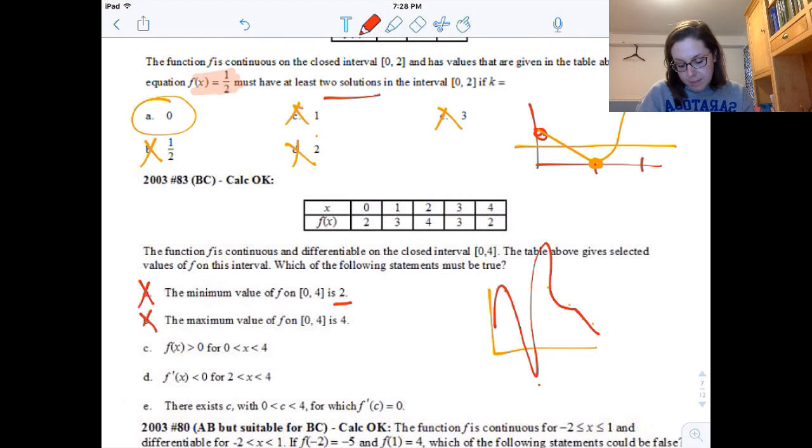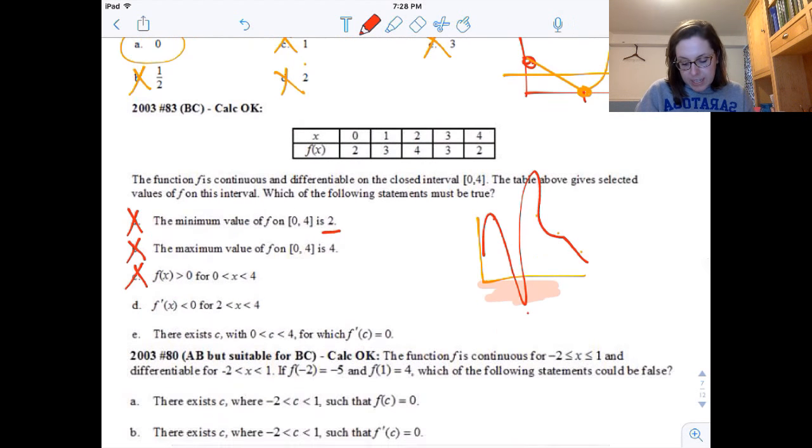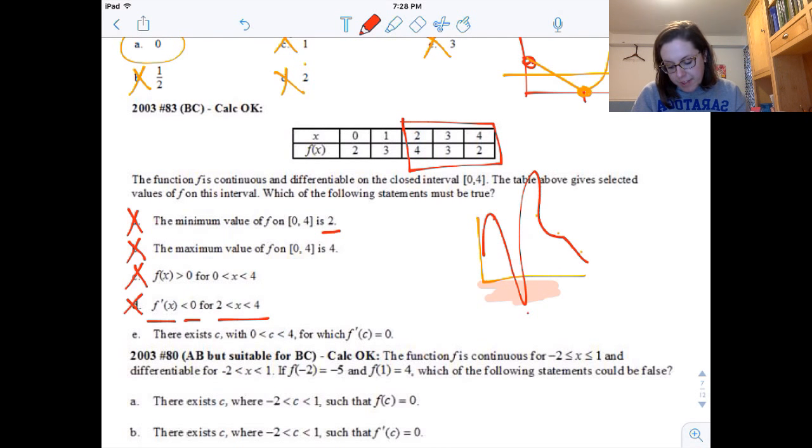I don't know. Is F always positive? Again, it looks like it in the table, but in this picture I just drew, it's not always positive, so I don't know. F prime is negative between 2 and 4. So is this always decreasing? I don't know. I know it looks like it from the table, but I really don't know that. So I know it needs to be E.